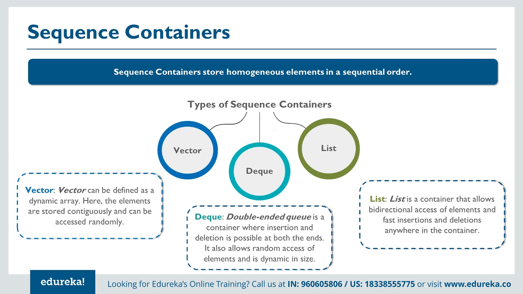Then we have a list. What is a list? List is a container that allows bidirectional access of elements and fast insertion and deletion anywhere in the container. So as the point makes clear, you can access in both directions, front and back. I mean, you can move forward and move backward while accessing the elements of a list. Plus, when you do an insertion or deletion in a list, it is very, very fast. And we shall see in some time why insertion and deletion are very fast in the case of a list. So that is regarding the sequence container, under which we have vector, deque, and list.